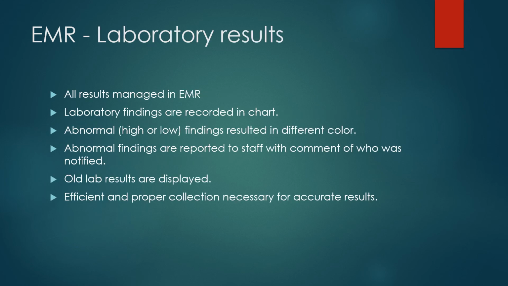Laboratory results are also managed in the EMR. The phlebotomist comes or the nurse draws the blood, it goes to the lab, gets spun, and the result findings are recorded into the chart. Abnormal findings are resulted in different colors. If it's low, it's blue. High is shown in red. Abnormal findings are reported to staff. If it's a critical finding, they'll call down and tell staff, and a comment will be placed into the medical record saying that the phlebotomist talked to the nurse about the findings.